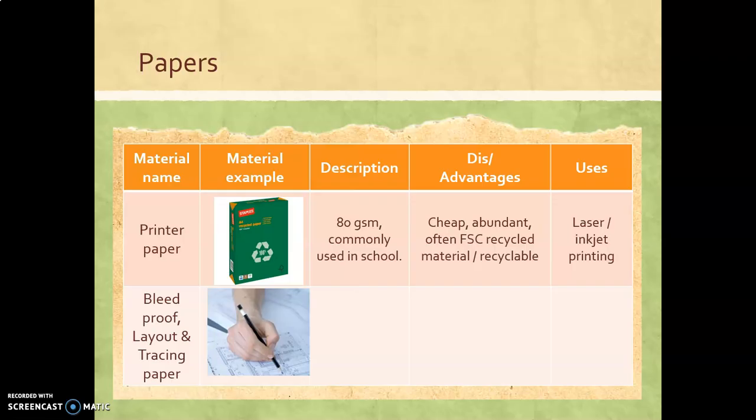Next, we have 3 different types of paper. They're actually all very similar, which is why I put them all together. We have bleed-proof paper, layout paper, and tracing paper. These are really quite thin. They can be sort of 60 or so GSM. They're very smooth, and fundamentally the key difference is that they are semi-transparent. They're translucent, which means that you can see the work underneath.